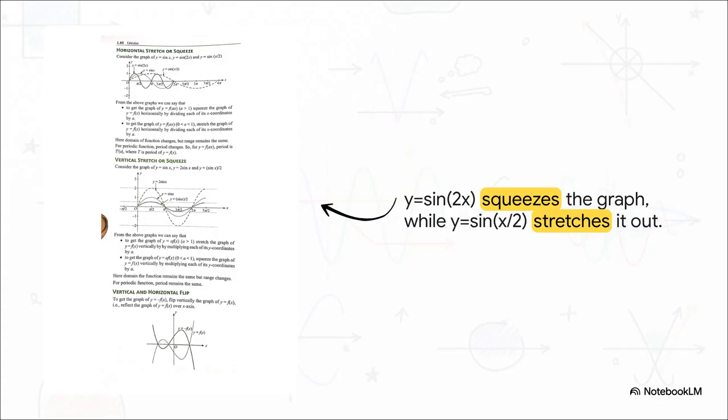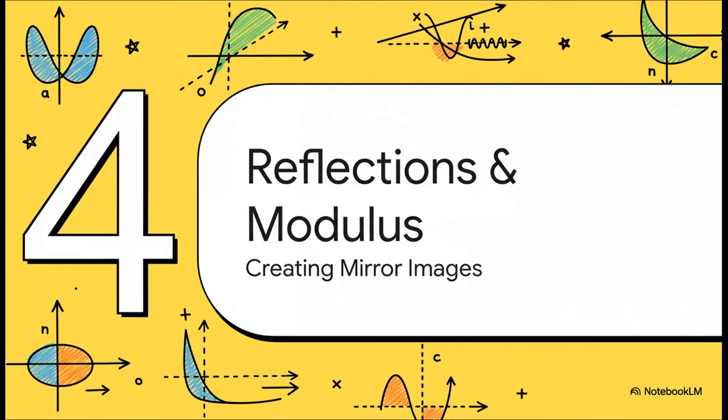This graph just nails it. See how y equals sine of 2x completes a full cycle twice as fast? It's been squeezed horizontally. And y equals sine of x over 2 is all stretched out, taking twice as long to complete one wave. All right, we've shifted our graph, we've stretched it, now it's time to flip it.